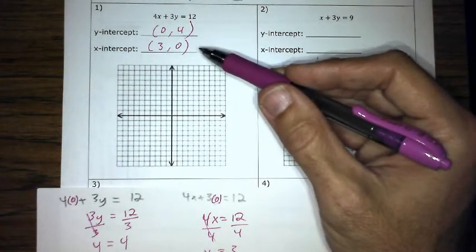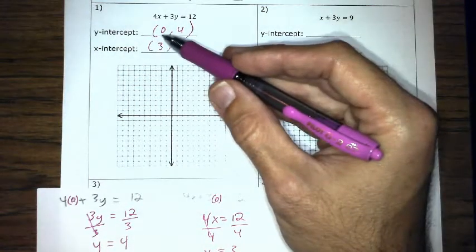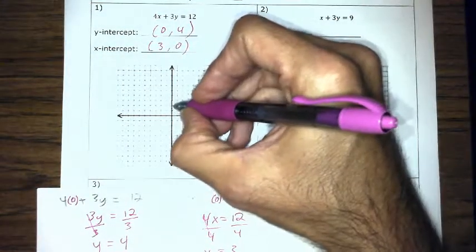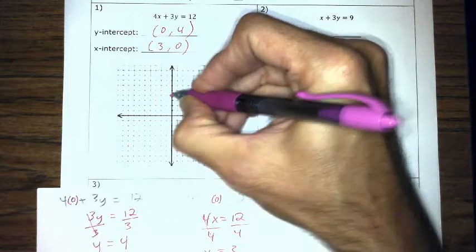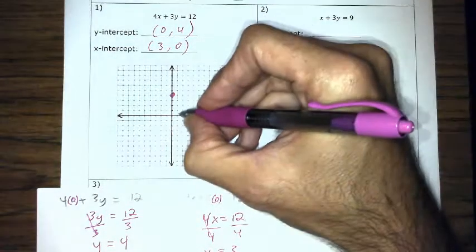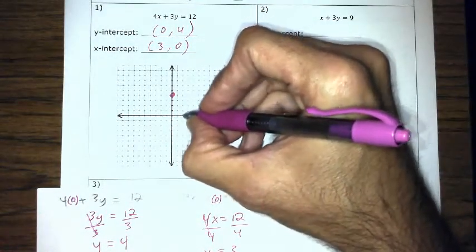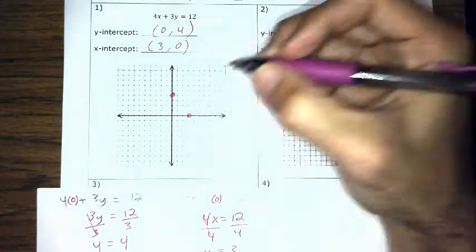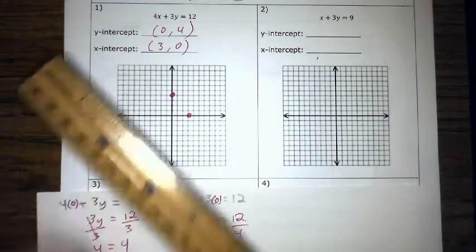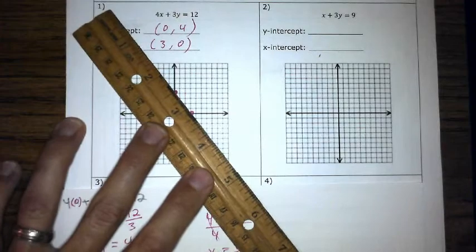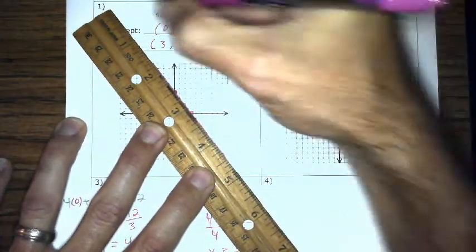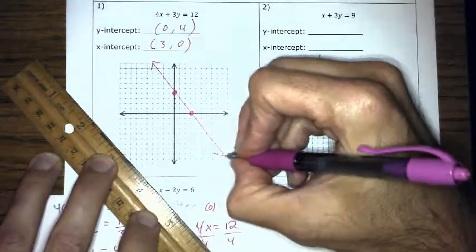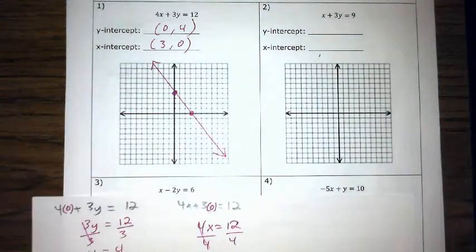Okay, so we'll do the y-intercept first. 0, 4, 1, 2, 3, 4. And the x-intercept is 3, 0. 1, 2, 3. Just need 2 points to find slope. Find you a straight edge, and you're done graphing. Super simple to graph the intercepts, right? Alright. Over here, we're going to do it again.